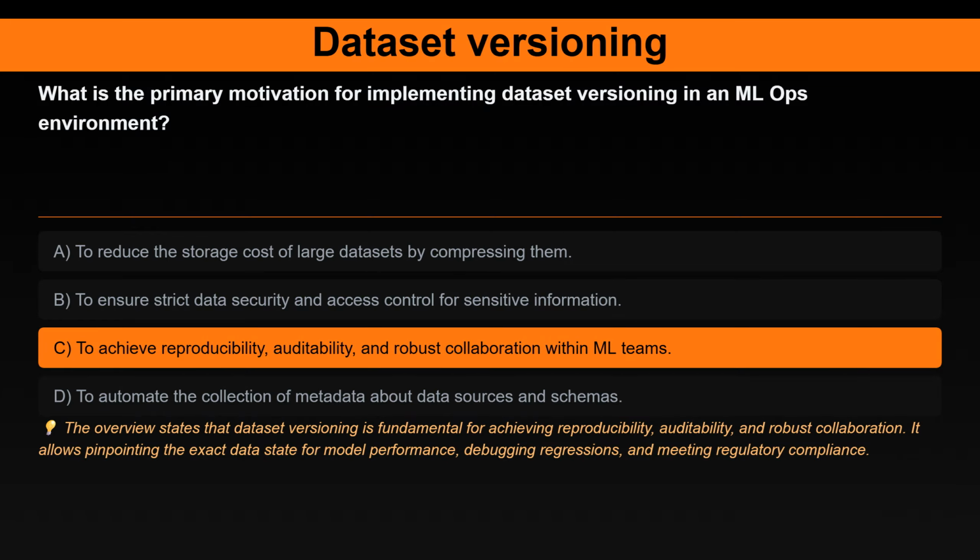The correct answer is to achieve reproducibility, auditability, and robust collaboration within ML teams. Here's the explanation. The overview states that dataset versioning is fundamental for achieving reproducibility, auditability, and robust collaboration. It allows pinpointing the exact data state for model performance, debugging regressions, and meeting regulatory compliance.